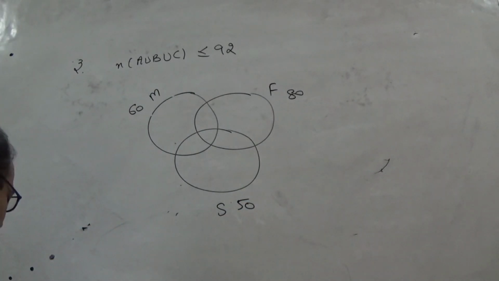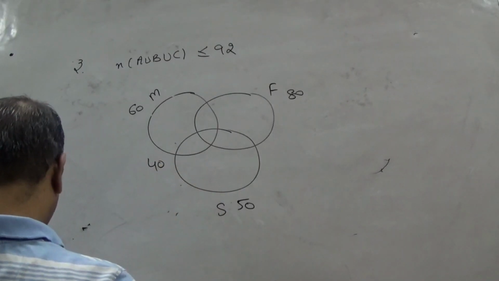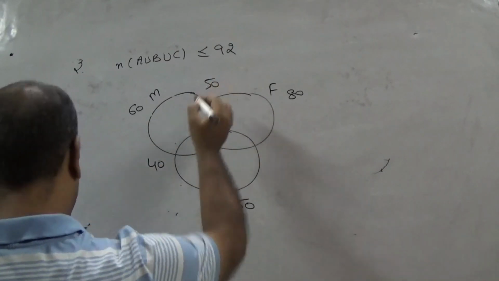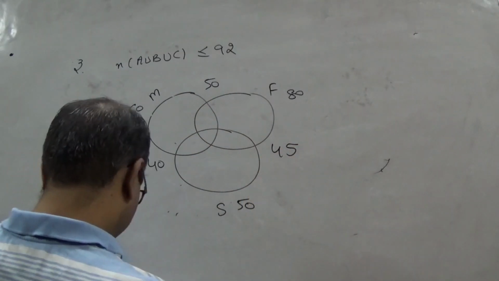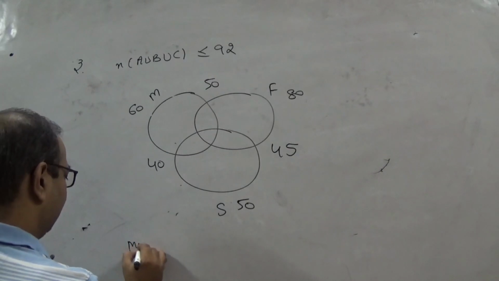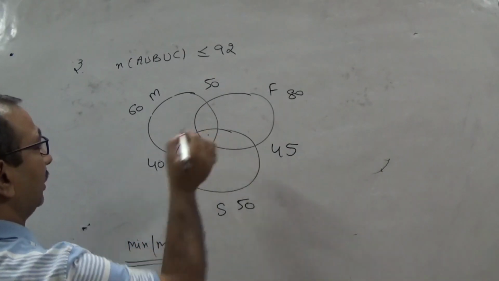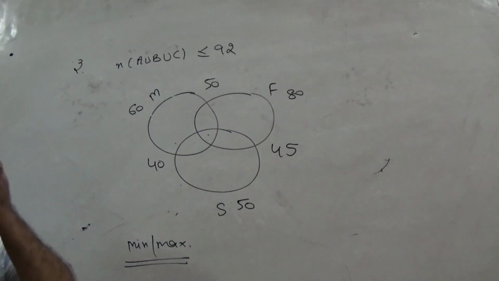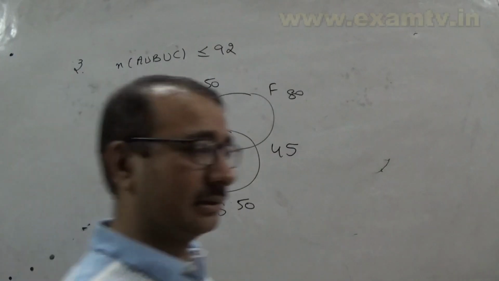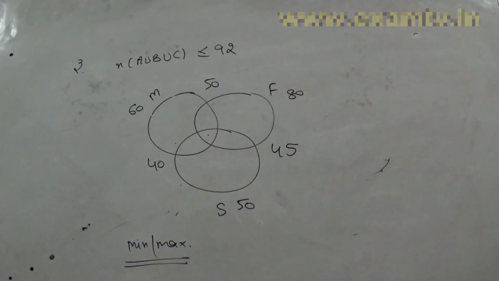Then given that 40 students opted for marketing and systems, 50 marketing and finance, and 45 finance and systems. This is given. So my question is, what is the minimum or maximum number of students taking all the three subjects? That's my question. This statement is quite the same as the question that we have done in the first case, but one more condition we have to take: N of A union B union C is less than or equal to 92.